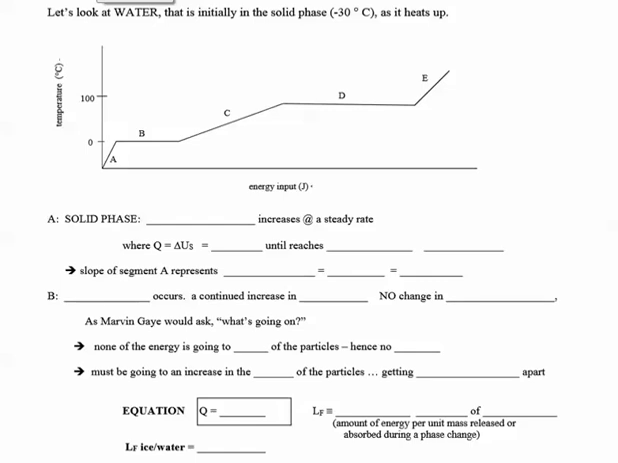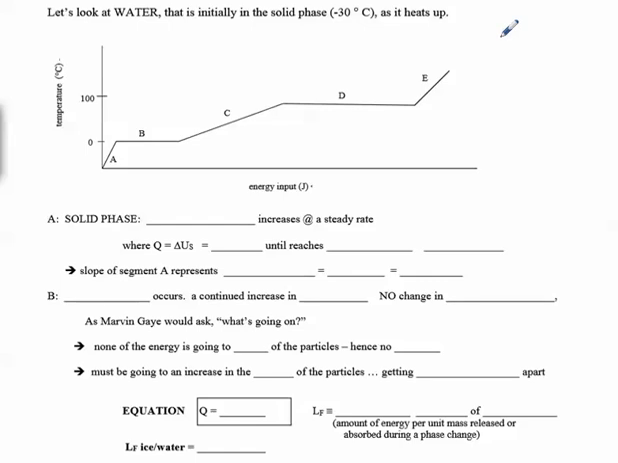Alright, this is a tutorial on phase changes. We're going to look at how a substance, in this particular case water that is frozen at negative 30 degrees Celsius, changes temperature as we have a steady input of heat. So the graph that you see in front of you is one of the key visuals that we're going to use to not only understand the concepts but to also solve problems.